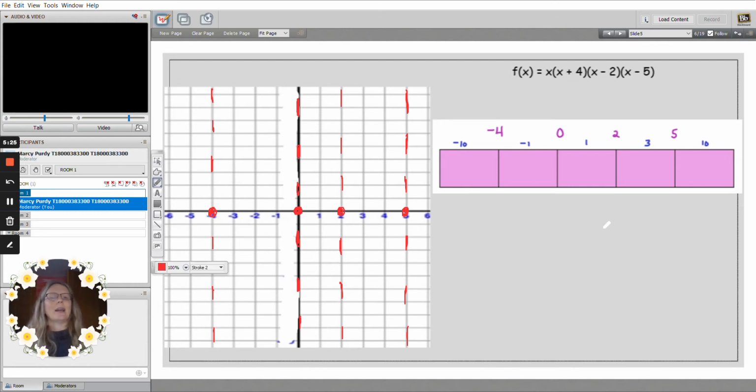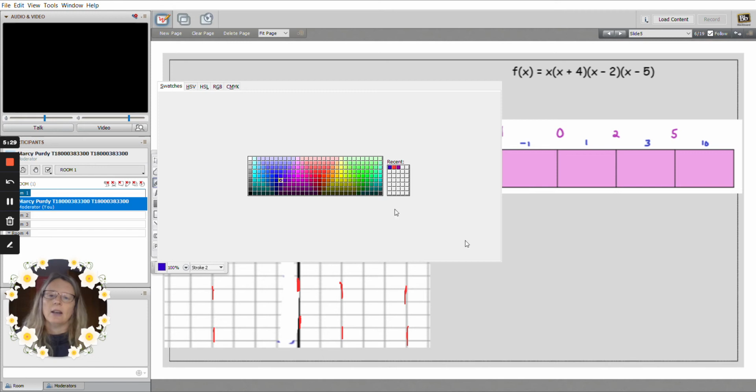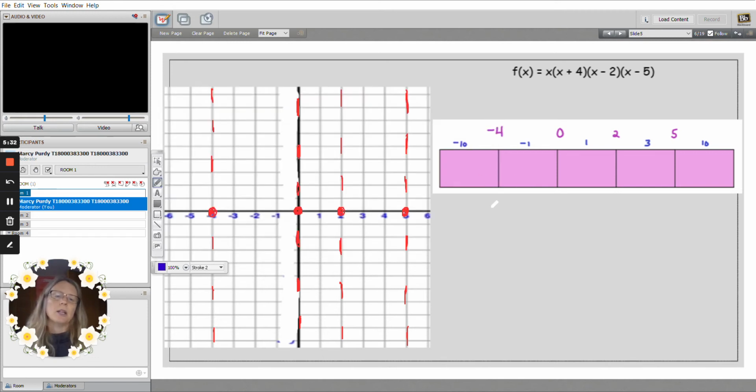And again, really, you could be using a calculator to do this pretty quickly for plugging the numbers in. So let's start with f of -10. So when I plug -10 in, I have -10 times -10 plus 4 times -10 minus 2 times -10 minus 5.